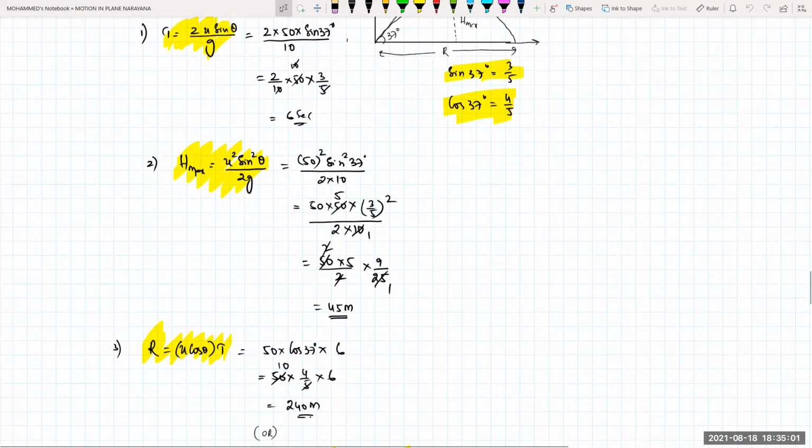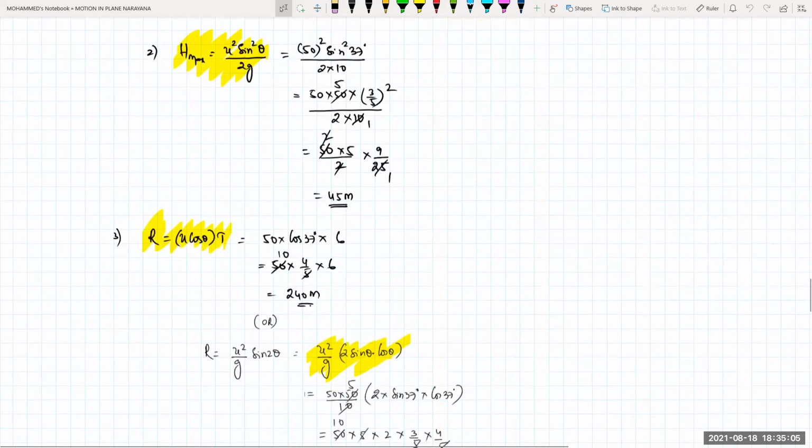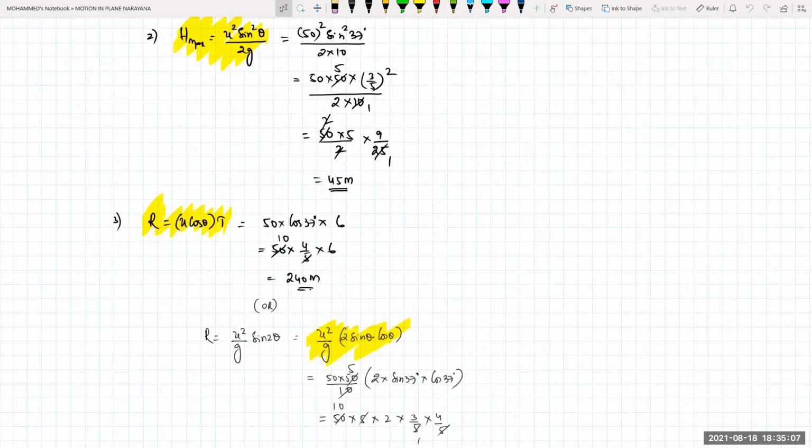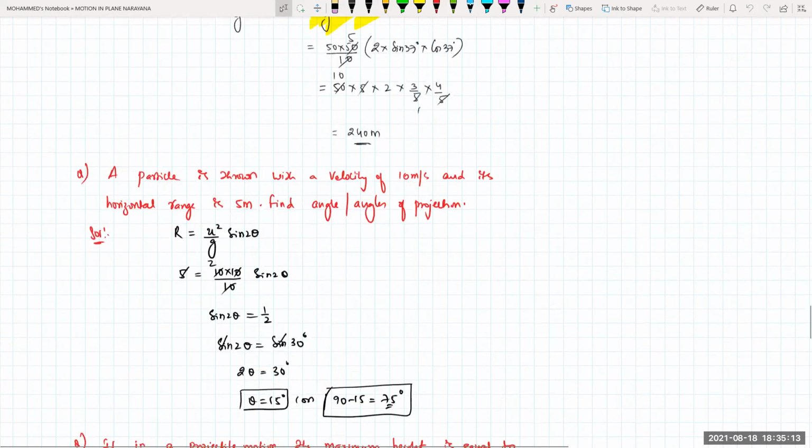Next, the range: R is equal to u cos theta into t. Or you can use this relation: R is equal to u squared sin 2 theta by g. Sin 2 theta is nothing but 2 sin theta into cos theta. You will get the same answer for that. Next question.